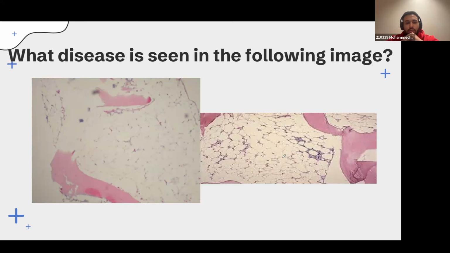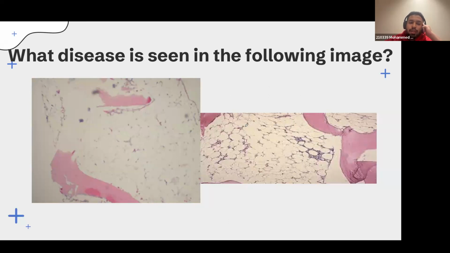Aplastic anemia. You see a hypocellular bone marrow. So much fat, and fewer RBCs, or fewer of any of the bone marrow constituents other than fat cells. Okay, so this is aplastic anemia. Can you give me a genetic cause of aplastic anemia?